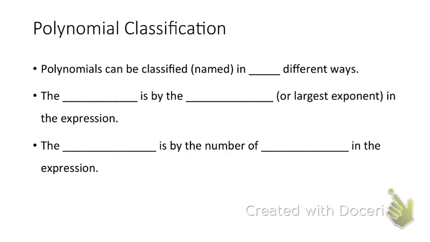So polynomial classification. Polynomials can be classified or named, because that's what classification means, in two different ways. The first is by the degree, or the largest exponent in the expression. The second is by the number of terms in the expression. So you have two different ways that we're going to name them. The first is by looking at the exponent. The second is by looking at how many terms are in the expression.